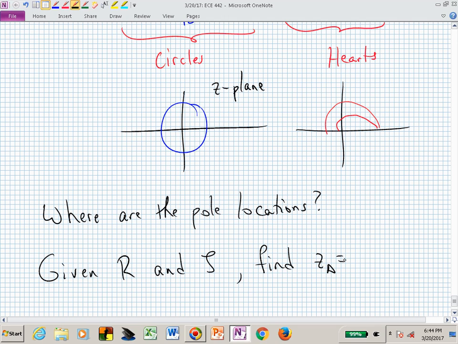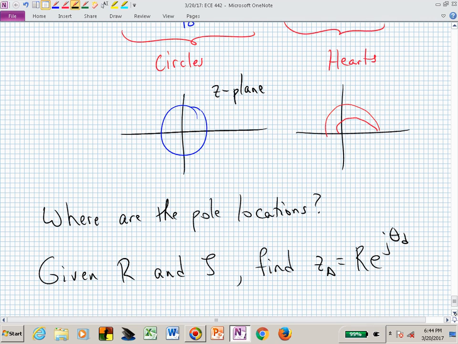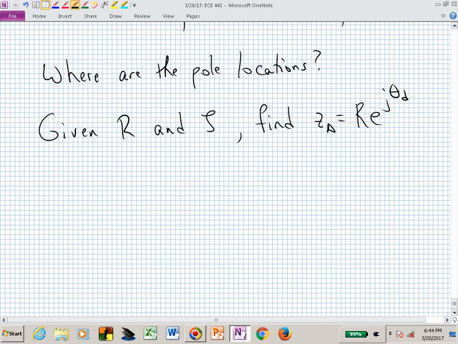We now want a z delta, which is r e to the j theta sub d. Oh, great. How do we do that? I didn't give you a theta sub d. I gave you a zeta, and I gave you an r. But we can back that out. We can find a theta sub d.